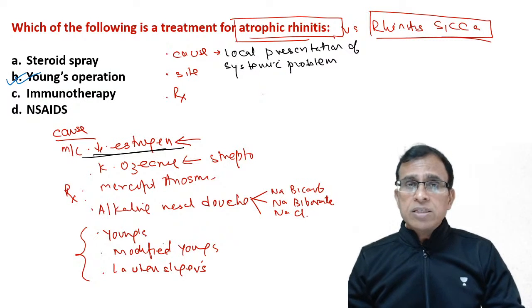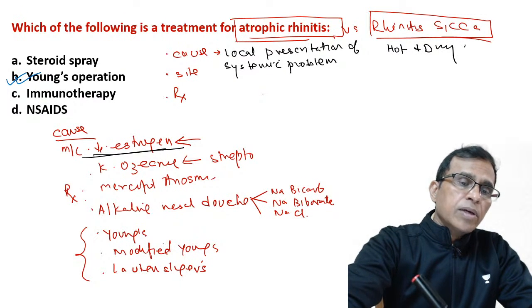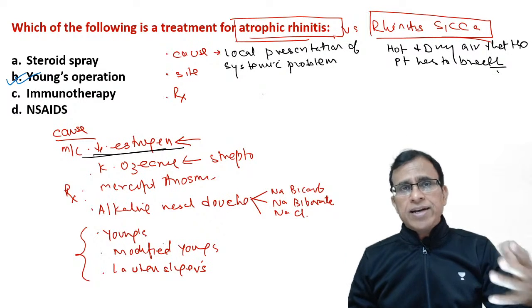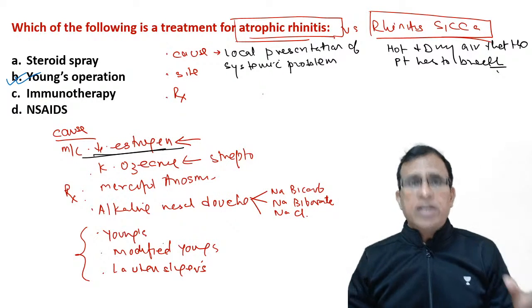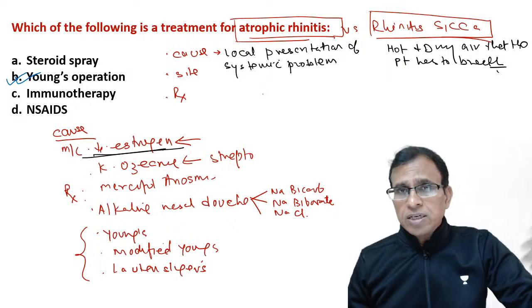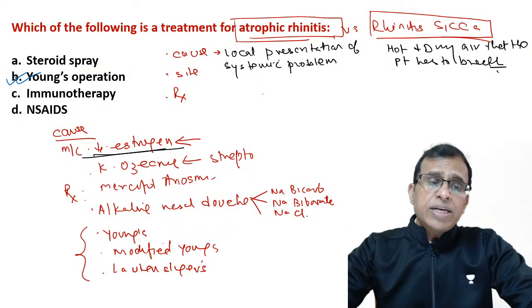So this is a local presentation of some systemic problem, whereas rhinitis sicca is due to hot and dry air that the patient has to breathe. So there is no systemic problem. Patient is breathing hot and dry air. That dry air is causing this dryness in the nose. People who are working in front of the fire, basically, if you have to stand in front of the fire for a long duration of time, people in the furnace, steel factories, furnace factories, copper factories, goldsmiths who are working with a lot of fire, they are playing with the fire. So these people begin to have this one.